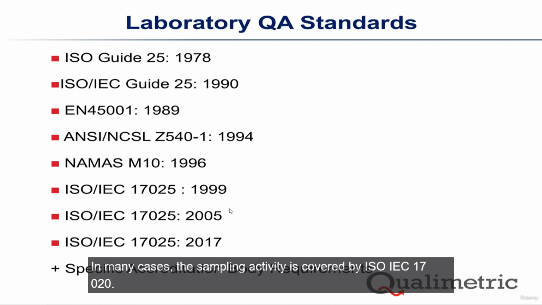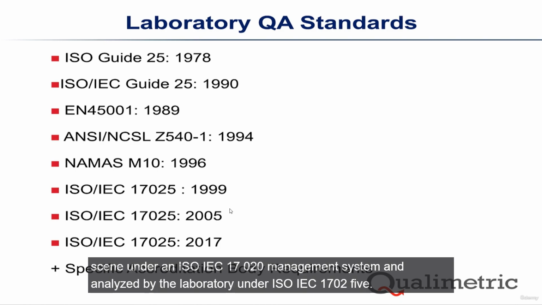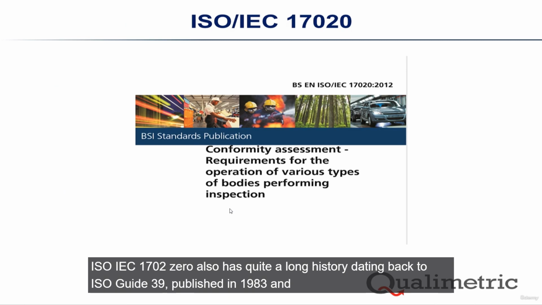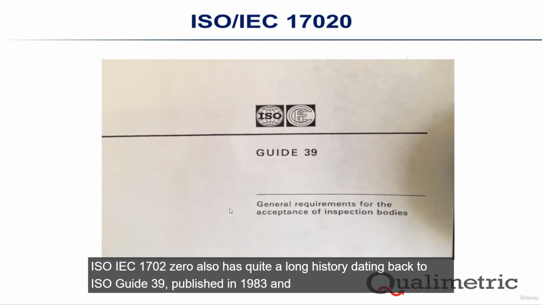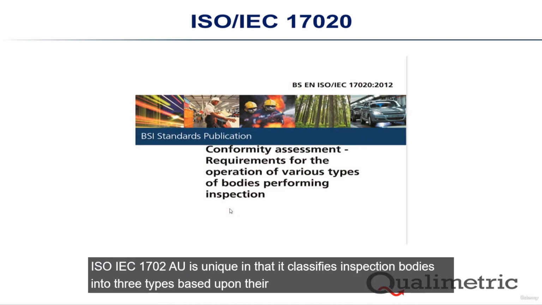In many cases the sampling activity is covered by ISO IEC 17020, for example recovery of evidence from the crime scene, where the exhibit may be taken from the crime scene under an ISO IEC 17020 management system and analysed by the laboratory under ISO IEC 17025. ISO IEC 17020 also has quite a long history dating back to ISO Guide 39 published in 1983 and culminating in the current standard of 2012. ISO IEC 17020 is unique in that it classifies inspection bodies into three types based upon their impartiality.